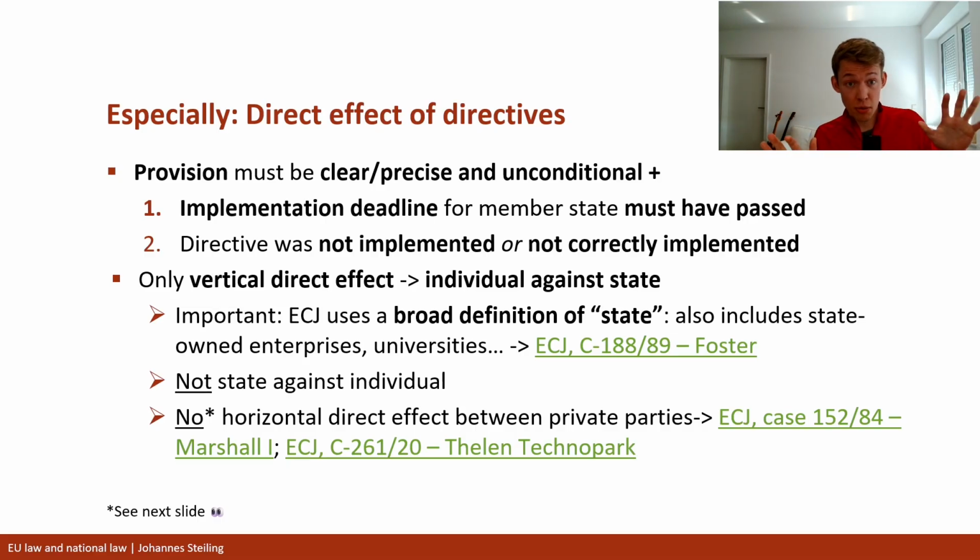So if you remember something from this video regarding direct effect of directives, remember: the provision must be clear, precise, unconditional. The implementation deadline must have passed, and it has not been implemented by the state. Then the directive provision can produce direct effect, but only vertically, me against the state. Not the state against me, not horizontally against private parties, right?